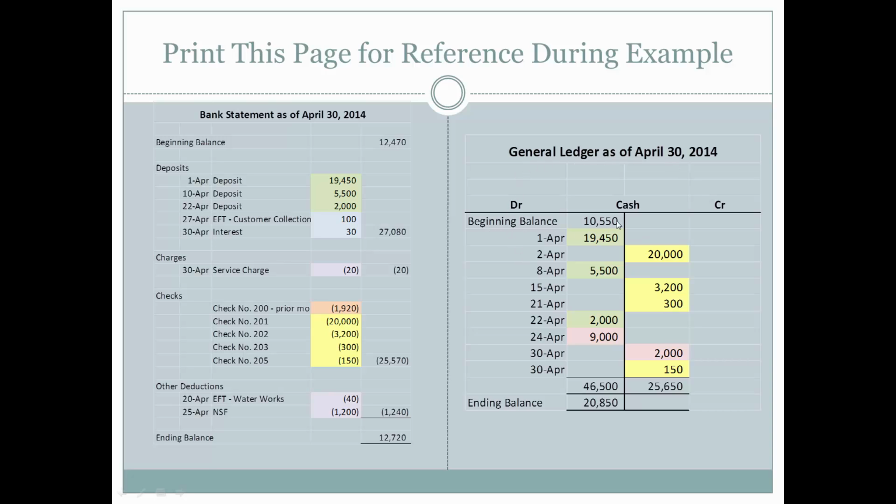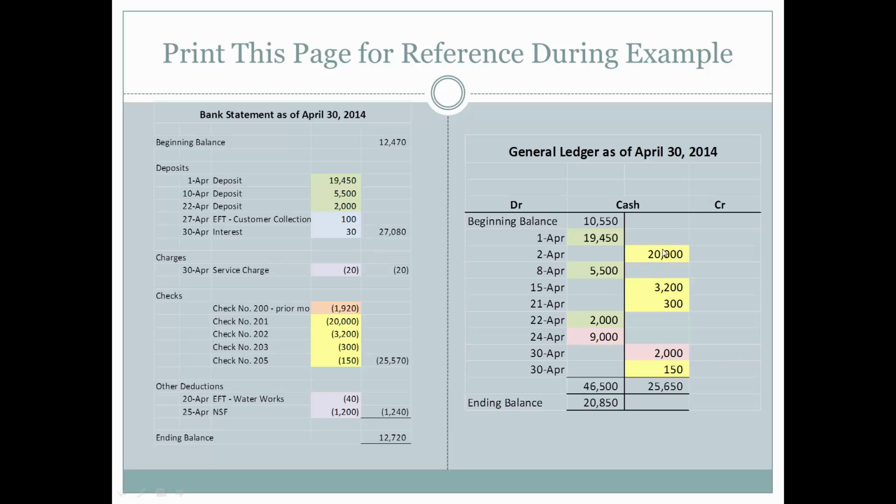Now let's look at what's going on in the general ledger for the company. It had a beginning balance and then the deposits that were made, payments that it received during the month, and then checks that it wrote during the month. Now let's match these between the bank statement and the general ledger. We can see that this deposit agrees, this deposit agrees, and this deposit agrees. However, the $9,000 deposit has not yet made it to the bank statement, so it will be a reconciling item.